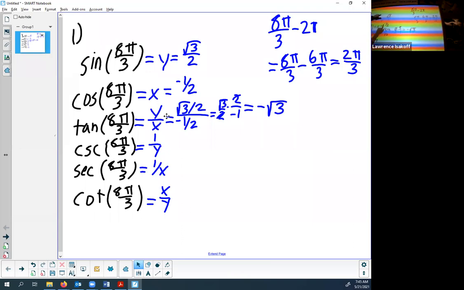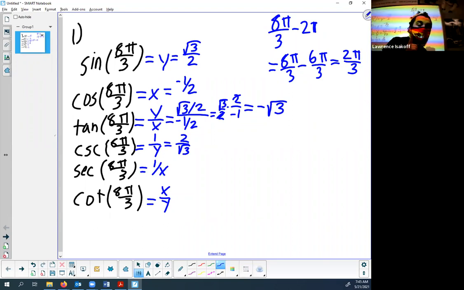Okay, cosecant is just the reciprocal of this. So that's going to be 2 over root 3. However, we don't like square roots in our denominator, so I'm going to very quickly rationalize this in green. So I'm just going to multiply both numerator and denominator by square root of 3.